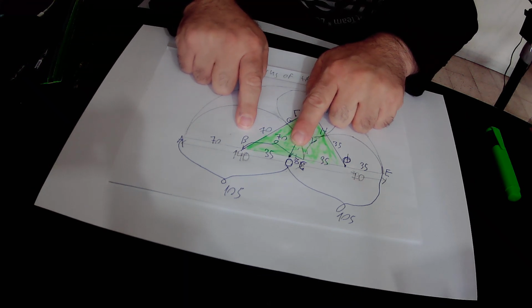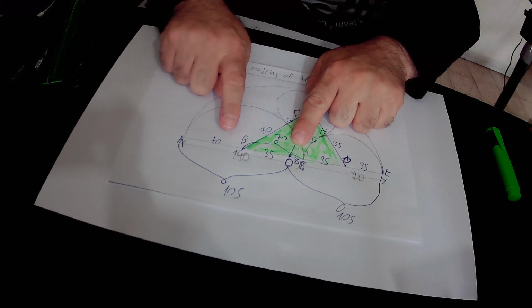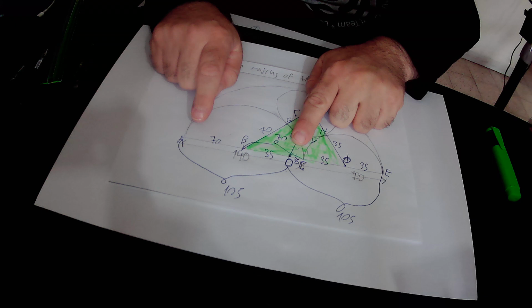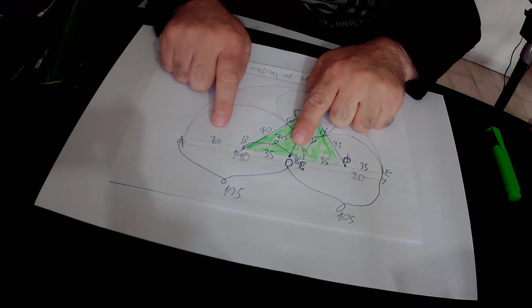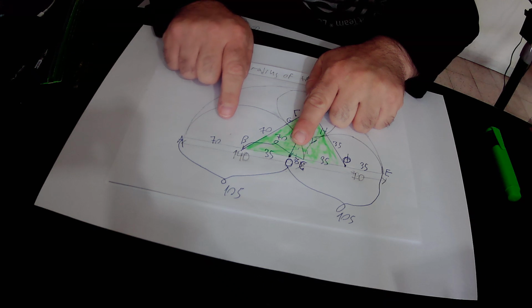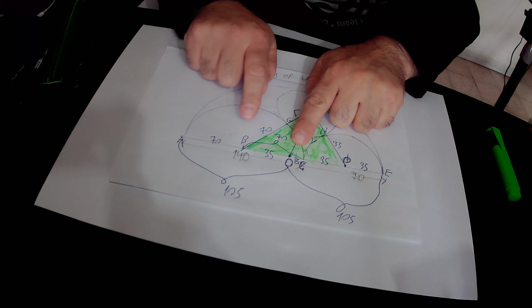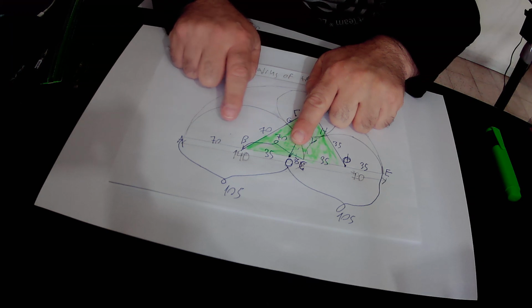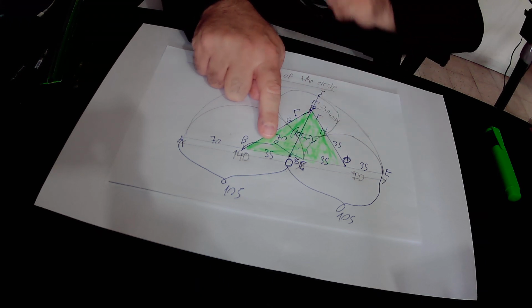BO equals OA minus BA. OA is 105 units, this is the radius of the biggest circle, minus BA, that is 70 units. So OB equals OA, that is 105 units, minus BA, that is 70. 105 minus 70 is 35. Therefore, BO equals 35 units.